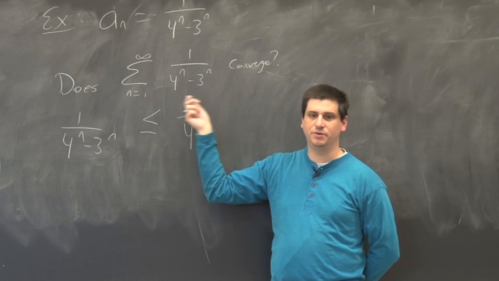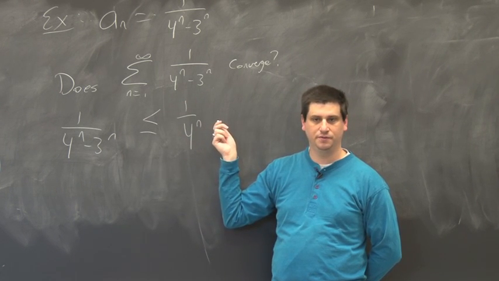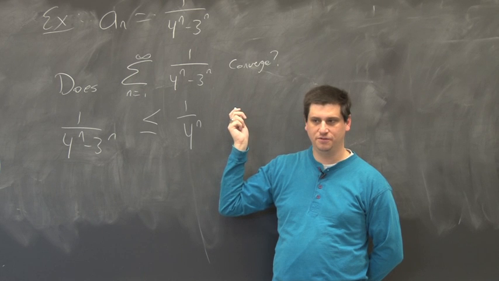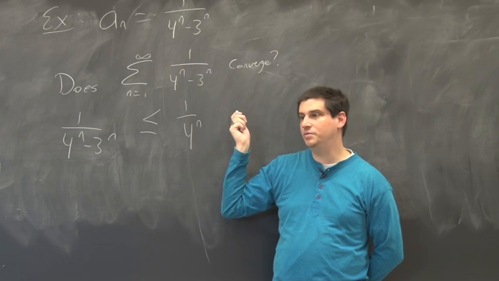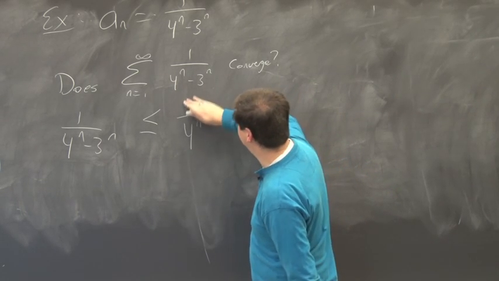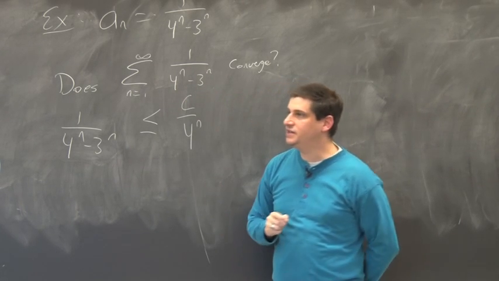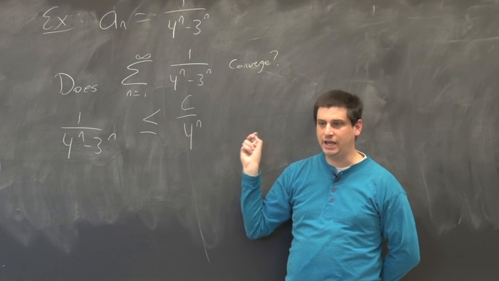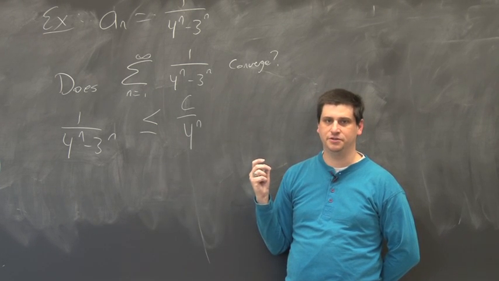I want to multiply this by something. What should I multiply this by? And if you don't know exactly what number, just put in an arbitrary constant. Let's put in some number c. And let's see, can we find a number c such that this is true? If we can, then we can use the comparison test.